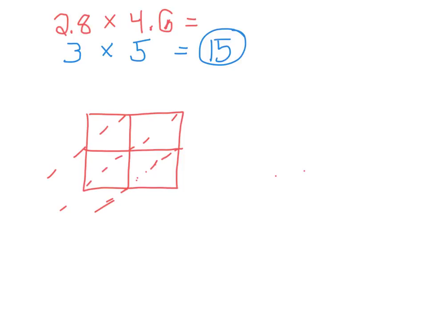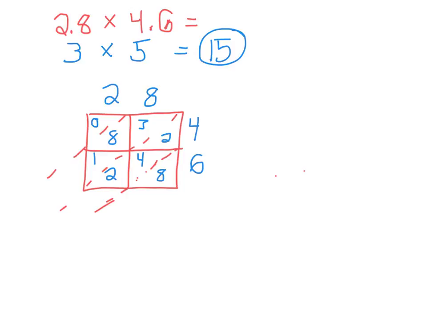My second step was to multiply the numbers like normal, ignoring the decimals. So if I look at 2.8, if I ignore the decimal, I have 28, and I'm going to use the lattice method for this. And if I have 4.6 and I ignore the decimal, I have 46. So now I'm going to go through and do my multiplication. 8 times 4 is 32. 8 times 6 is 48. 2 times 4 is 8. And 2 times 6 is 12.